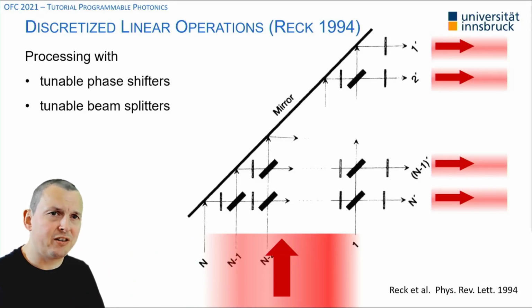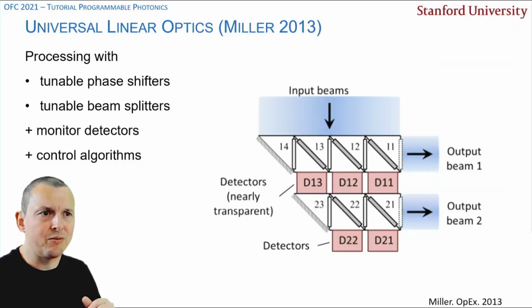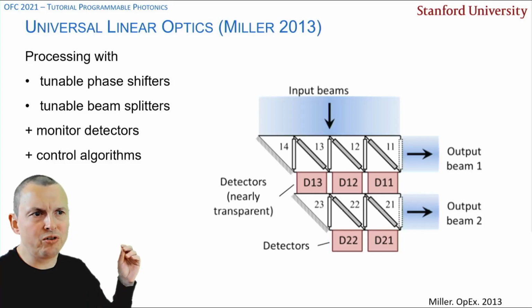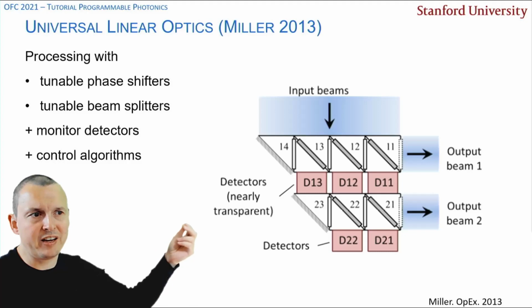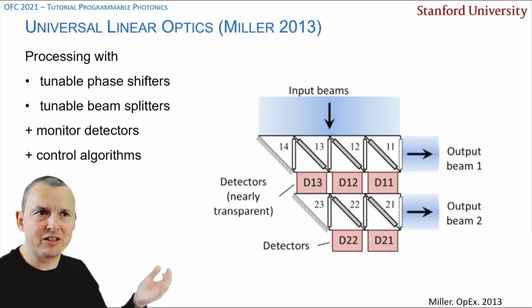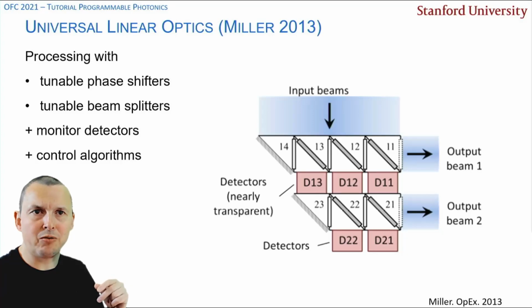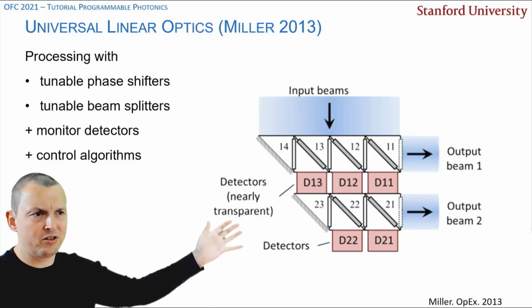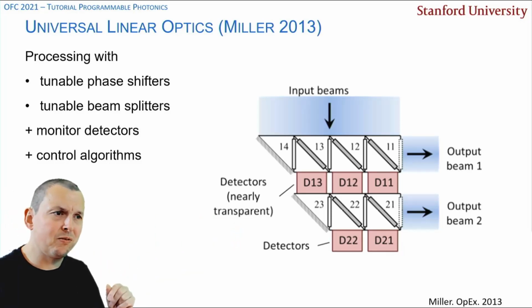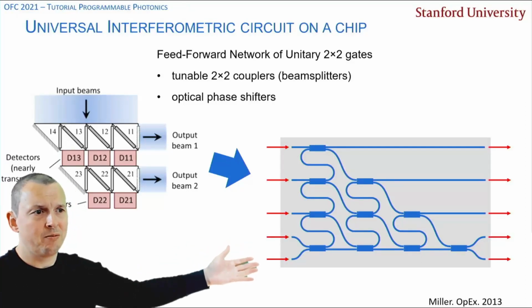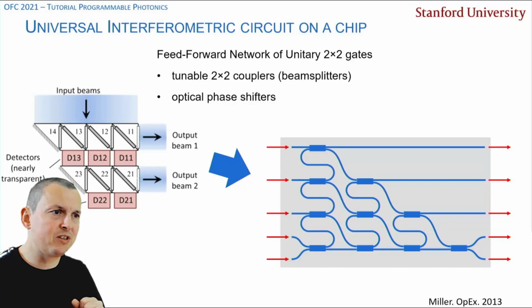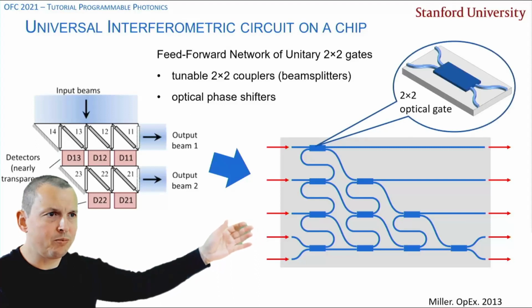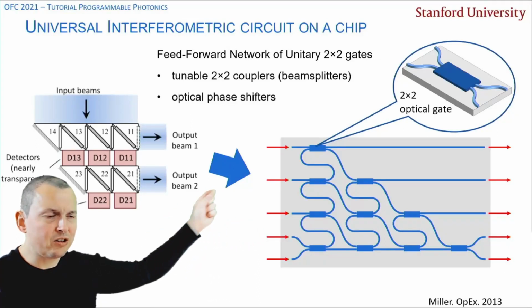Now, this concept had been lying dormant for many years, but then in 2013 it was revived by David Miller from Stanford, who also came up with the additional extension of adding monitor detectors and ways to configure the circuit using configuration algorithms that do not require specific computations. Now, this still looks like a free space device. So let's move it to a chip and essentially build it as a connection of tunable elements connected by waveguides. Now, the tunable elements, which we call 2x2 optical gates, are the core elements of this device.